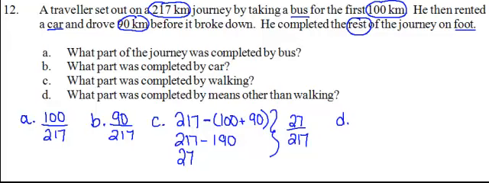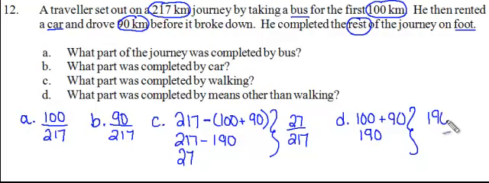D asks what part was completed by means other than walking. Well, we know that he was on the bus for 100 kilometers, and we know that he drove for 90 kilometers. Those are the only parts that were completed by a means other than walking. So if we add those up, we get 190. That means that 190 of the total 217 kilometers was completed by means other than walking. So that fraction would represent the part completed by means other than walking.